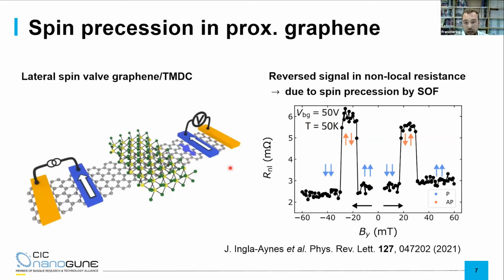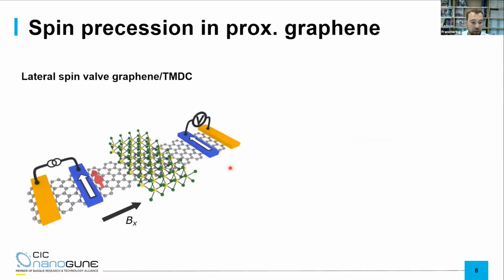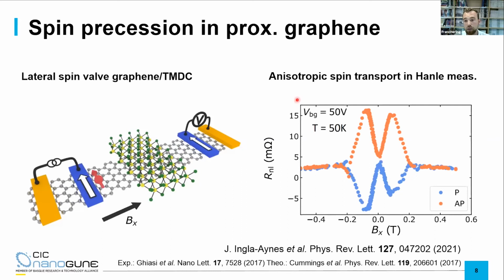If we now measure the Hanle precession, where we sweep the magnetic field along X, we see this anisotropic Hanle curve that has been theoretically predicted and already experimentally observed in different graphene TMDC heterostructures. So we see the split that we already saw in the lateral spin valve for zero field. And then if we increase the field, the spin will precess out of plane. And as the out of plane spin lifetime is governed by the Rashba spin-orbit field and is longer than the in-plane one, we will have these enhanced shoulders for both magnetization directions.